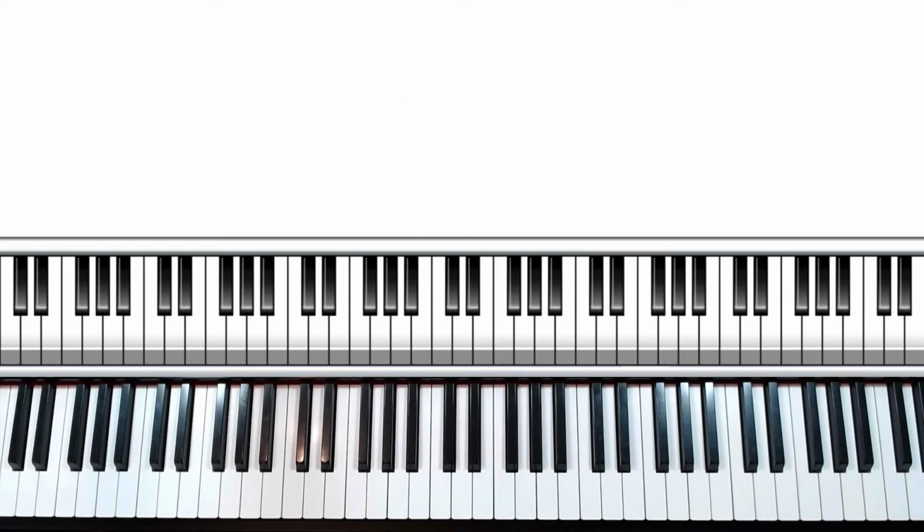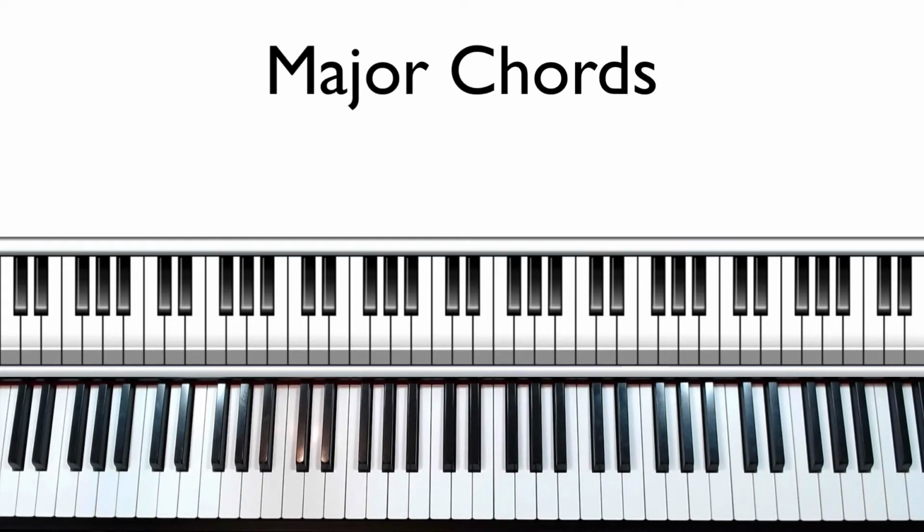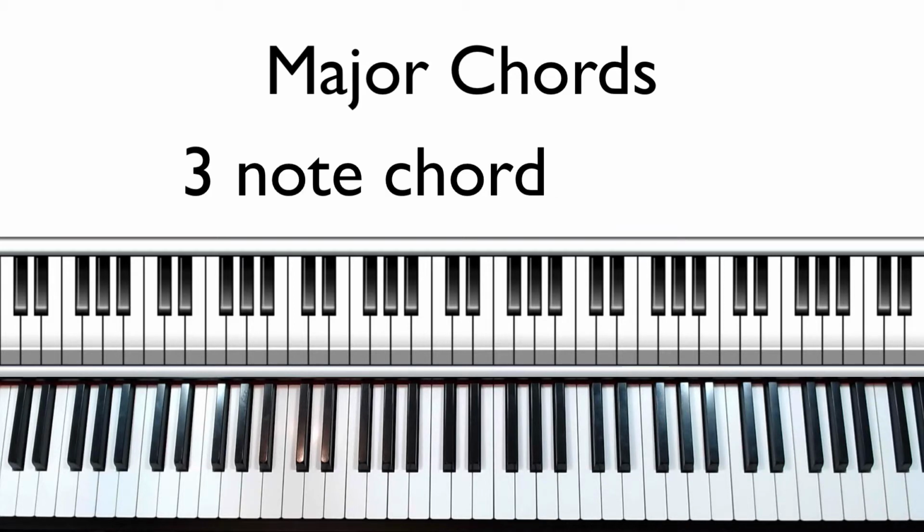So let's use these to make a major chord. If you are reading a piece of sheet music or a chord chart or a lead sheet and you see a chord symbol and it is just the name of a note like G or B flat or F sharp and there are no other letters or numbers or symbols next to it, that is the symbol for a major chord. And a major chord is just a three-note chord, sometimes called a triad, tri meaning three, a three-note chord.